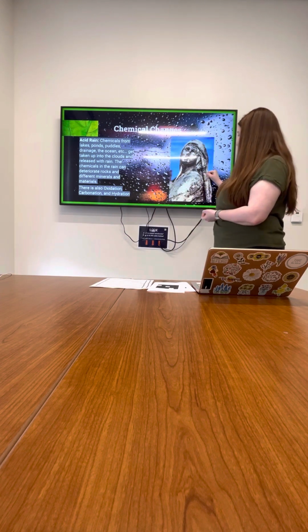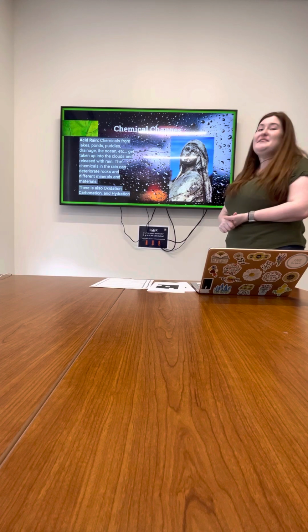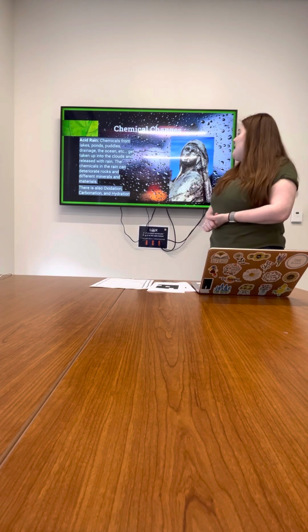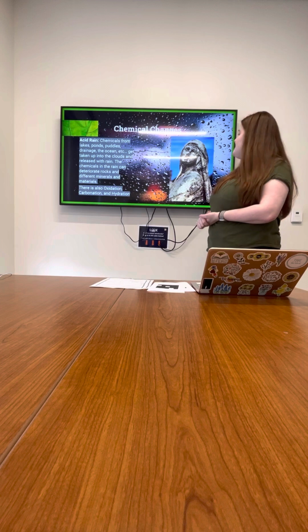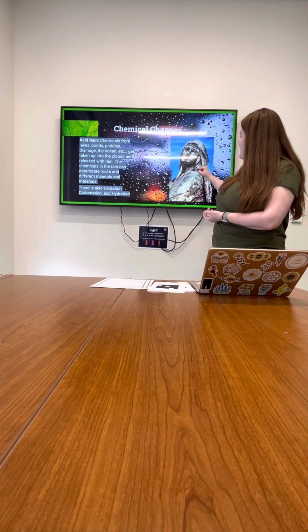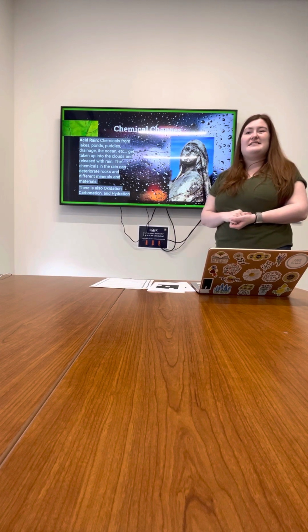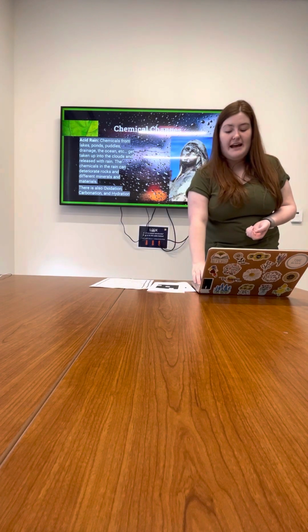So here you see that there's a statue. It probably didn't always look like that, but with years and years of acid rain raining on it, you see how it's kind of breaking down and it doesn't really look like it probably once did. That's the result of acid rain.